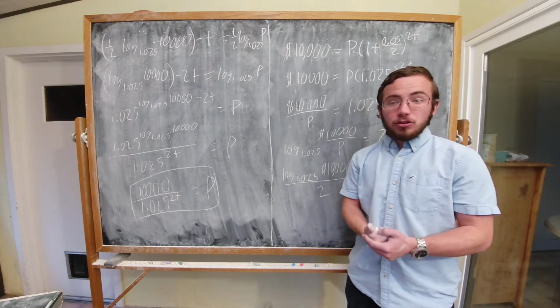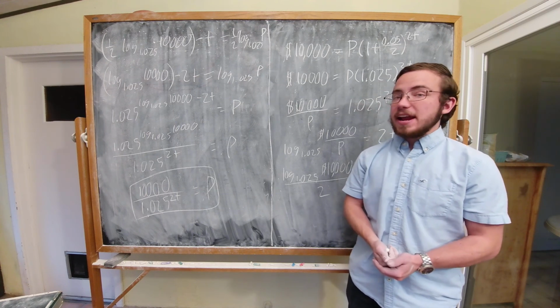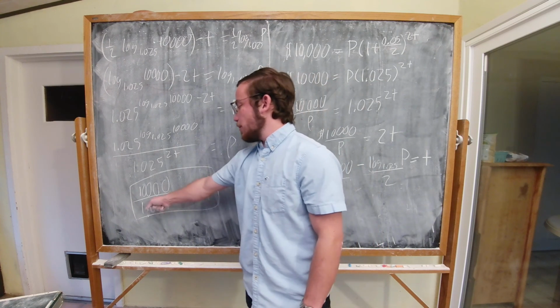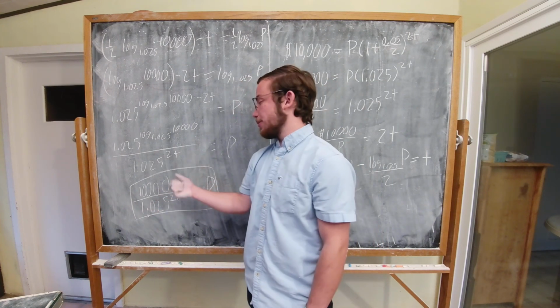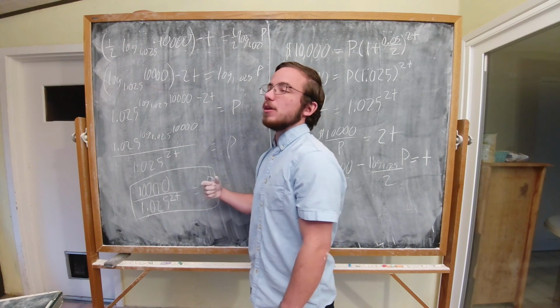And now if I told you, hey, t is 3, you know that it had $10,000 in it after 3 years. You would say, okay, I'm going to plug it in. I get 1.025 to the 6th power. That's just a number. Number over number is my new number.